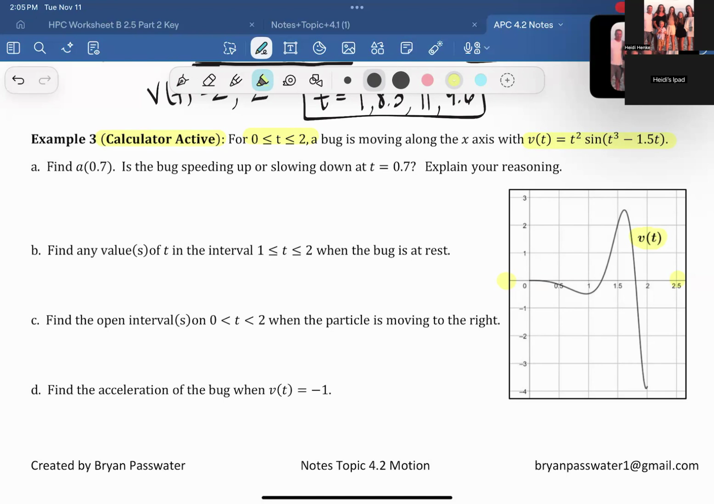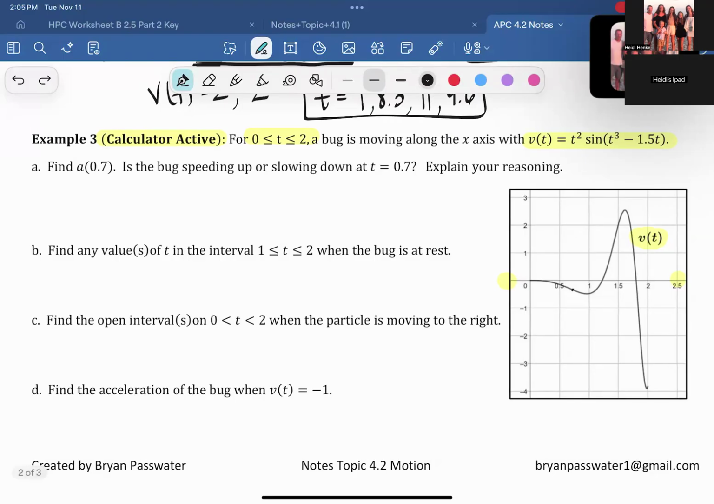Anyway, here we go. So let's find the acceleration at 0.7. If you're just looking at the graph, here's 0.7. That means I'm supposed to be finding the slope at 0.7. I'm not going to do that with my eye. That's not something I can just look at my graph and say the slope is whatever. I'm going to have to use algebra, calculus.